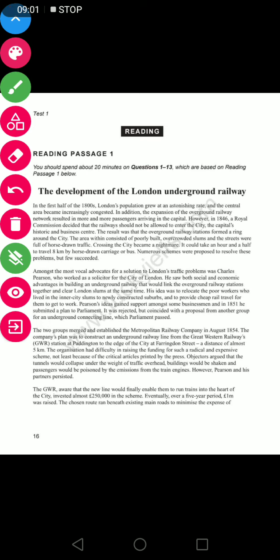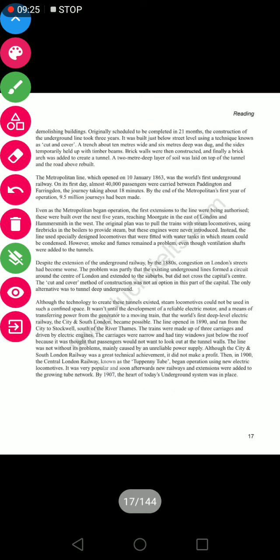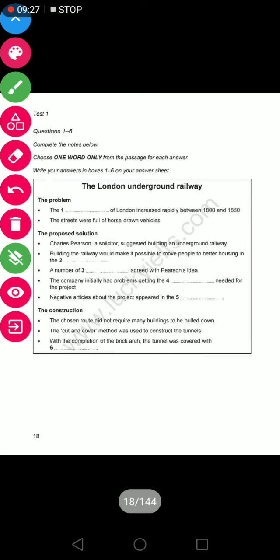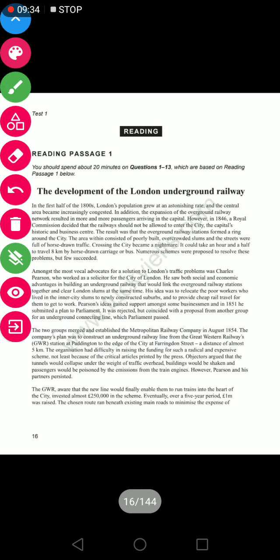Here we find critical articles printed by the press. Students, you can note down, here also we can find the article the. So after the article the there is press, so our answer is press. And here also, negative articles is rephrased in the passage as critical articles.